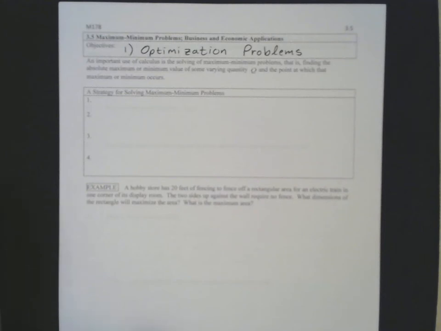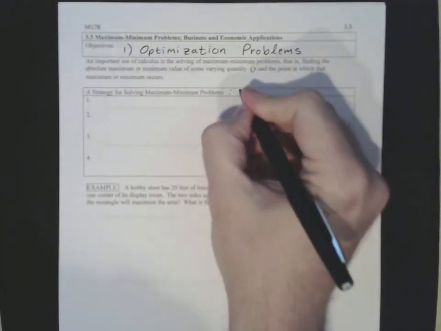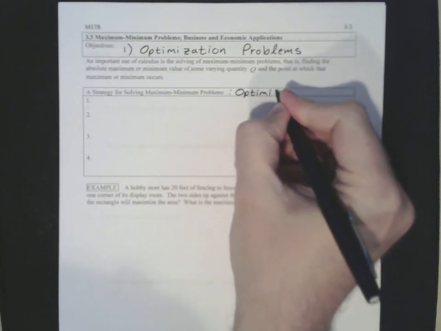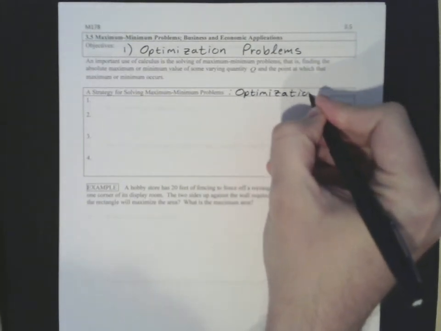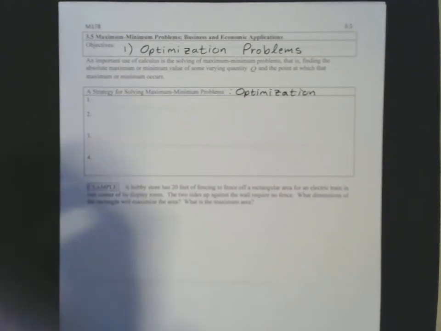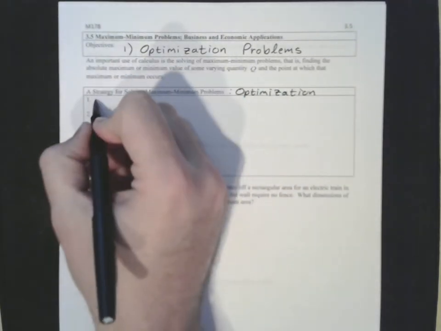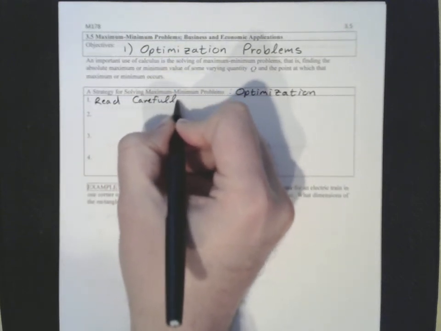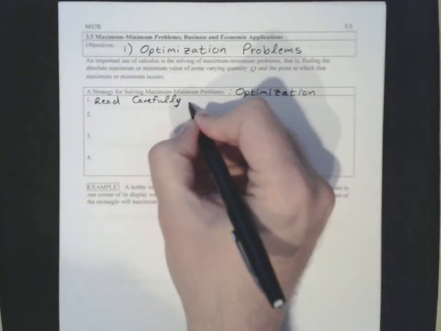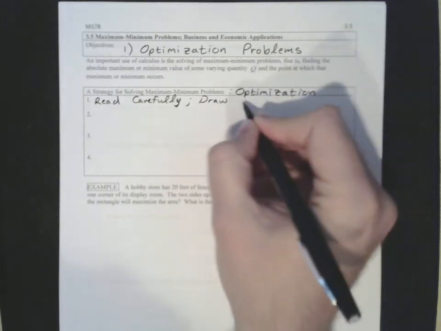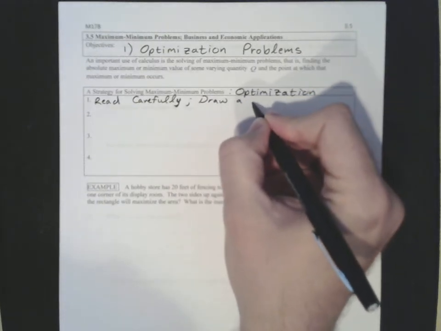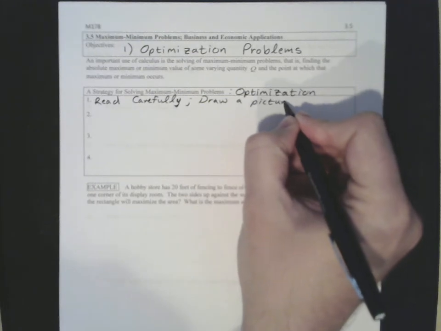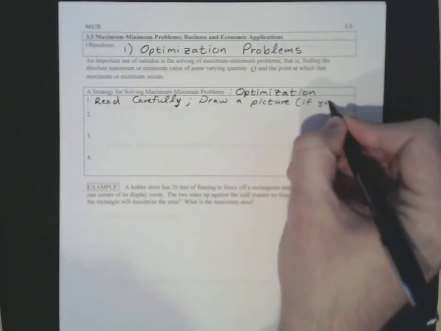So the idea here is you're finding the absolute max or min for whatever quantity that you're measuring. And we have some strategies for maximum minimum problems or optimization problems. So the first thing you need to do, and you may laugh when you hear this, is read carefully. And draw a picture if you can.